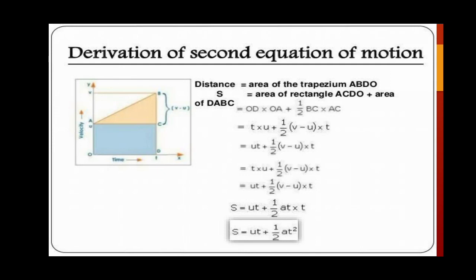Derivation of second equation of motion. We have the second equation of motion, s is equal to ut plus half at square, where s is the distance travelled. From the figure, distance travelled under the graph AB is equal to area of trapezium ABDO. That is area of rectangle ACDO plus area of triangle ABC, that is OD into OA plus half into BC into AC. By substituting the values, we get s is equal to ut plus half at square.